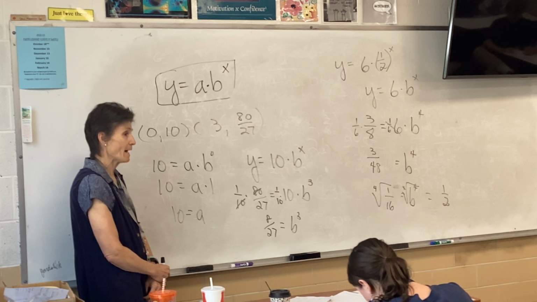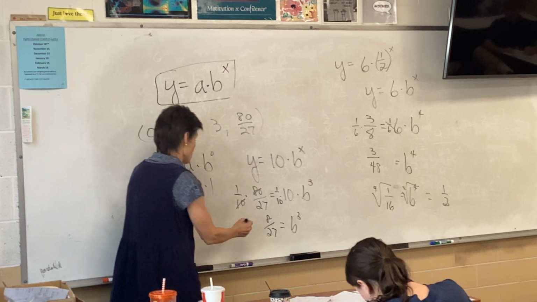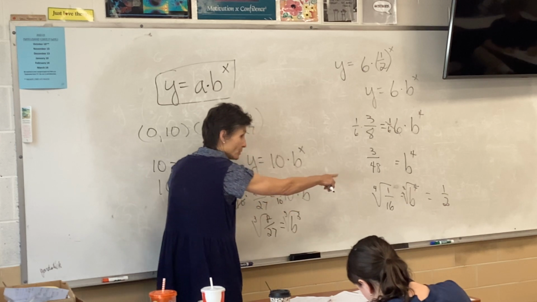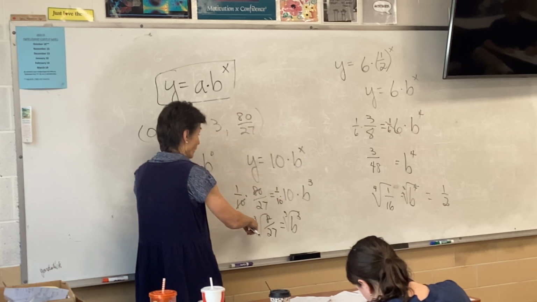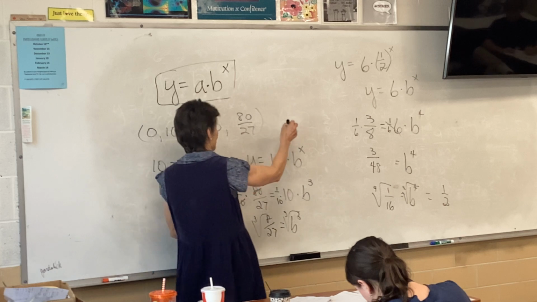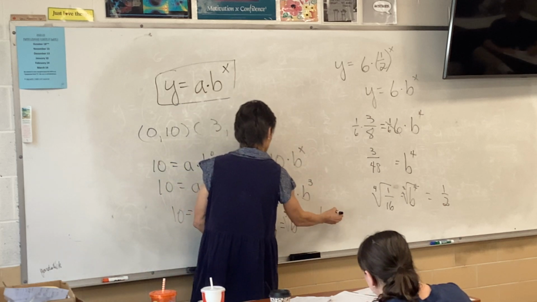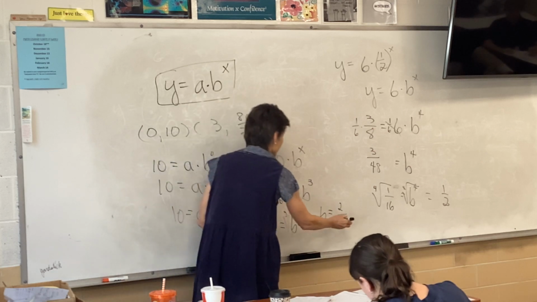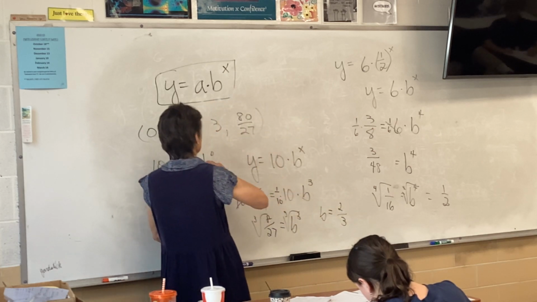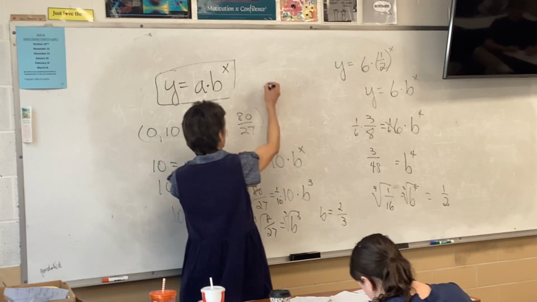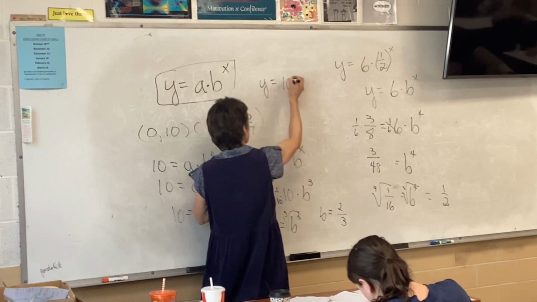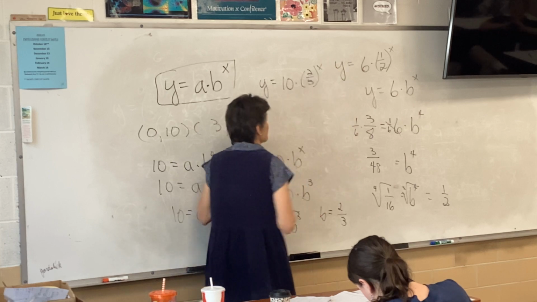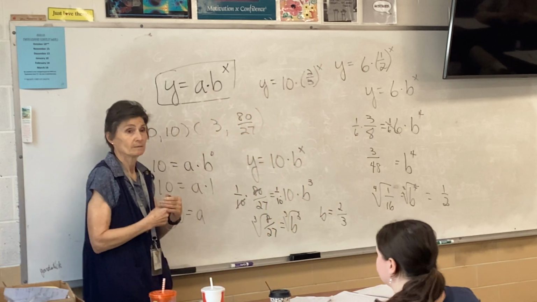How do I solve that? Cube root. Just like over there, we fourth rooted. What's the cube root of 8? 2. 2 over 3. And the cube root of 27 is 3. So b is 2/3. And our answer is y equals 10 times 2/3 to the x.